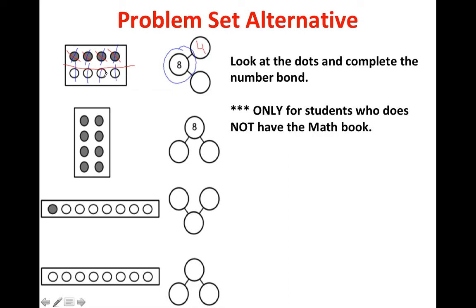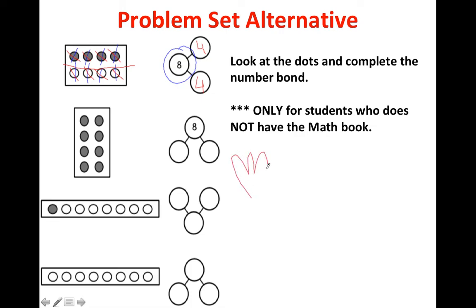Now we have the other part that we have to do. We have some that are blank. So we have 4 that are shaded. So one part of 8 is 4. The other part has to be 1, 2, 3, 4. So I know 4 and 4 come together to make 8.